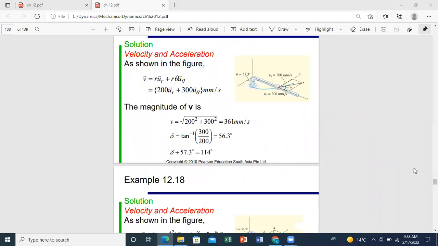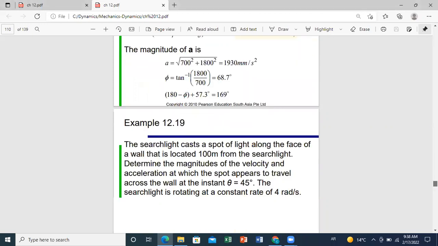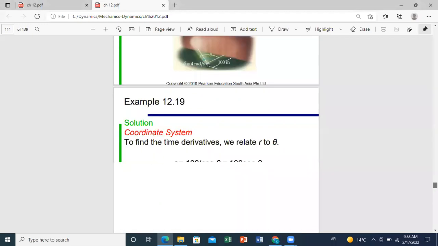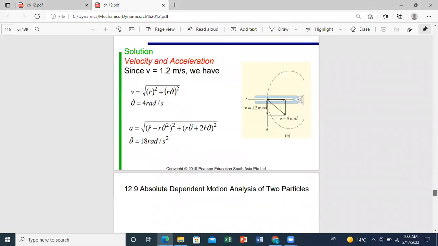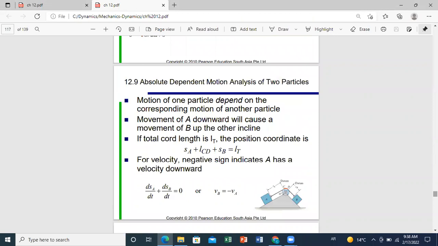Okay, so last time we did several examples on cylindrical coordinates. Now we'll continue with a last section, which is absolute dependent motion analysis of two particles. In this section, we'll try to relate motion of bodies connected to each other through a system of pulleys.